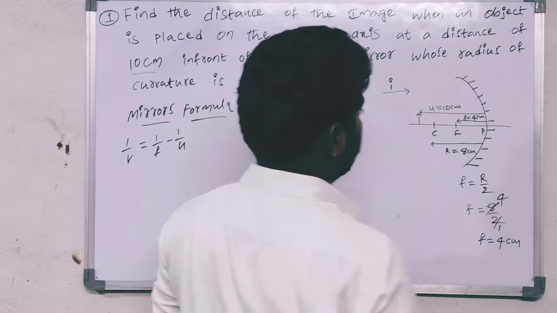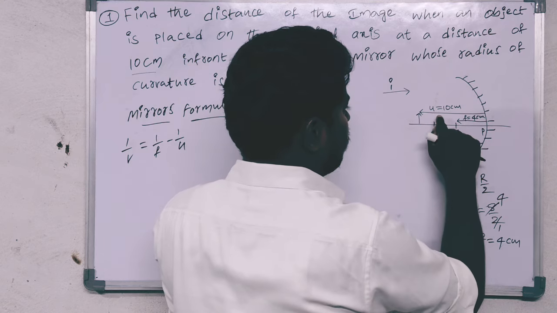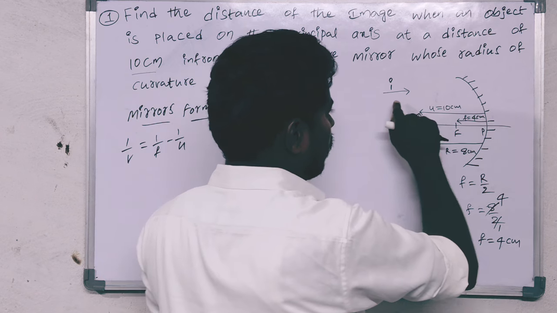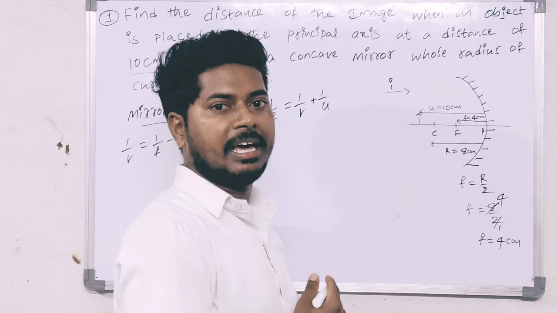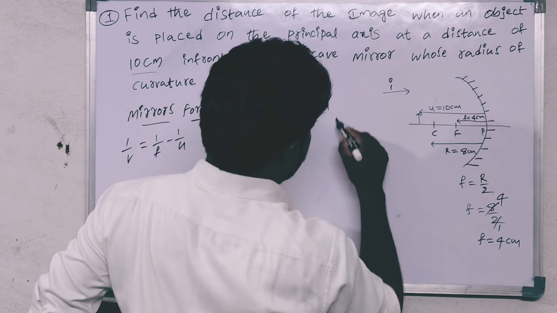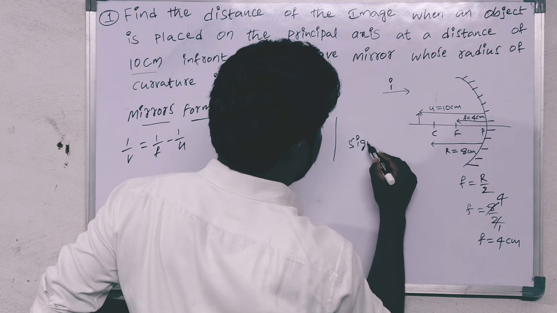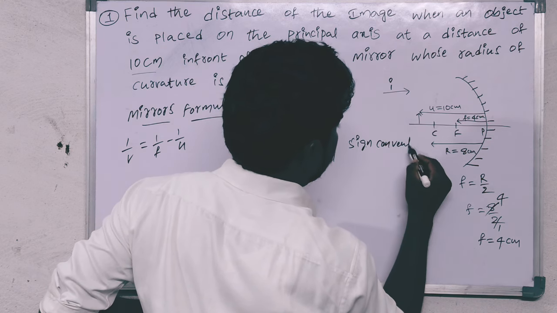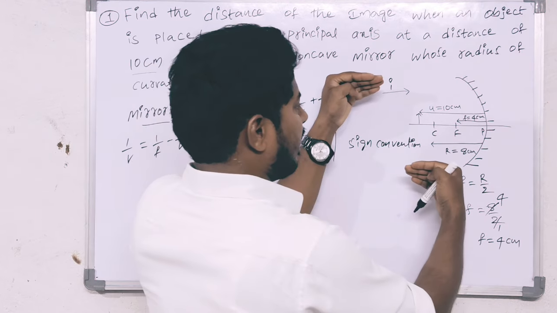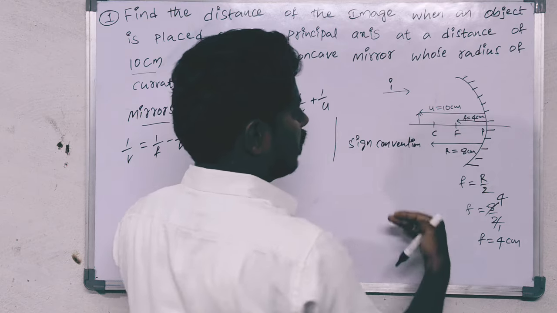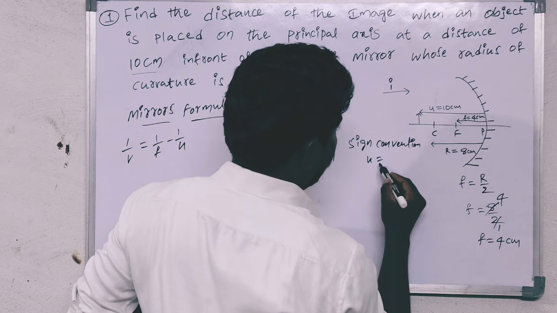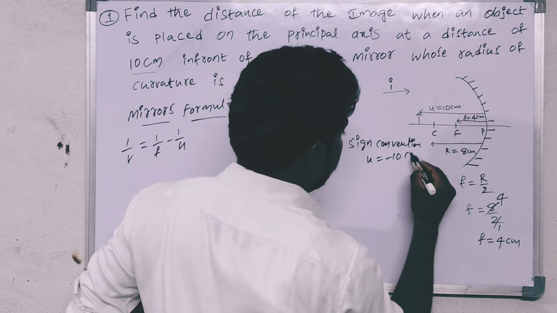Now come to the object distance. The direction of object distance is towards left and the direction of incident ray is towards right. Both are in opposite directions. Then consider negative. Sign convention: U will become negative because incident ray and the direction of object distance are in opposite directions. So U is negative, minus 10 centimeters.